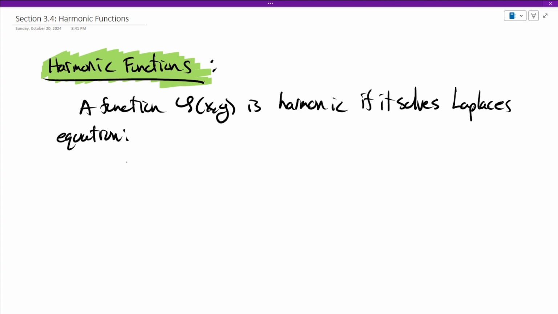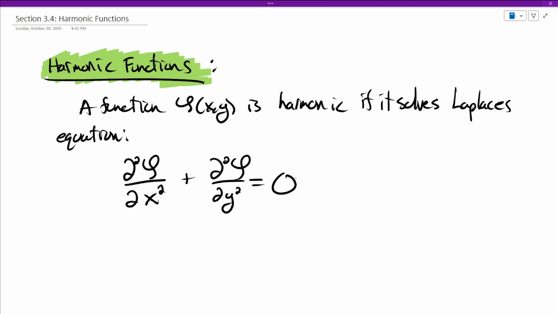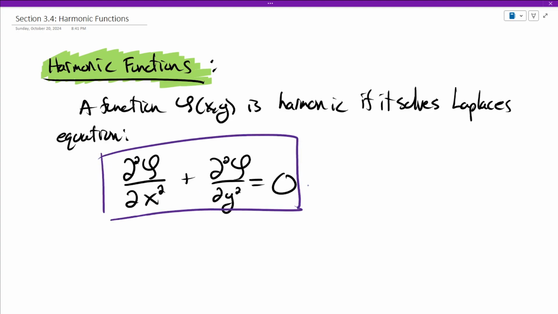Namely, when you take the second derivative of phi with respect to x and the second derivative of phi with respect to y, and you add them together, you get 0. So this equation here is called Laplace's equation. If phi solves it, we say it is a harmonic function.